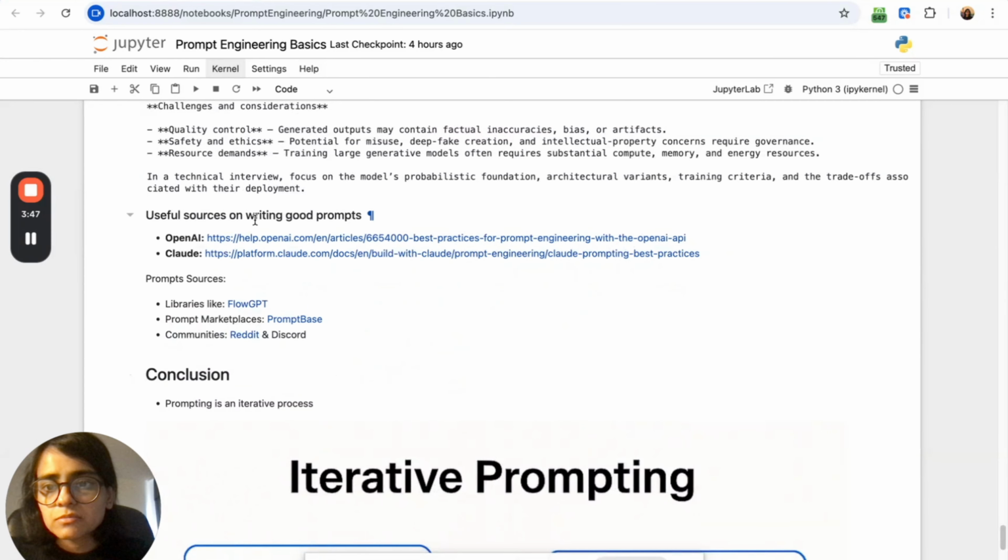Here I've linked some resources on the best practices that you can follow for writing good prompts. I'm sure there are many resources out there. You can continue searching the internet for such things. But yeah, this is just for starting. And there are a lot of prompt sources where you can get good already tested prompts. Like there are libraries like FlowGPT, there are prompt marketplaces, PromptBase. There are also communities like Reddit, Discord, etc.